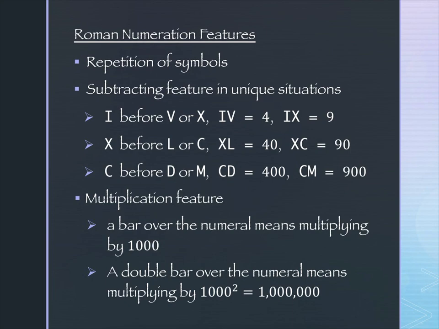But if I had 4,000, and I'm not allowed to write the M 4 times, I've got to do something different. So if the number is bigger than 4,000, what they would do is write whatever the symbol was, and they'd put a bar on it, and that bar on top means times 1,000. If it was big enough, they'd put a double bar on top of it, and it means times 1,000,000.